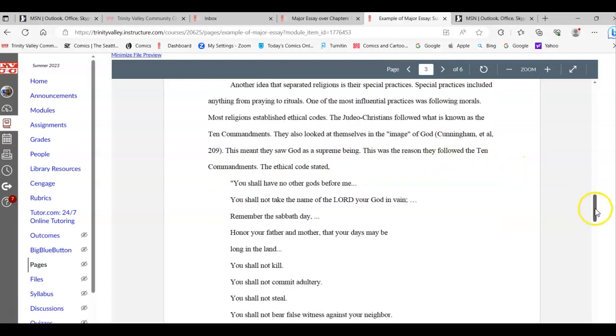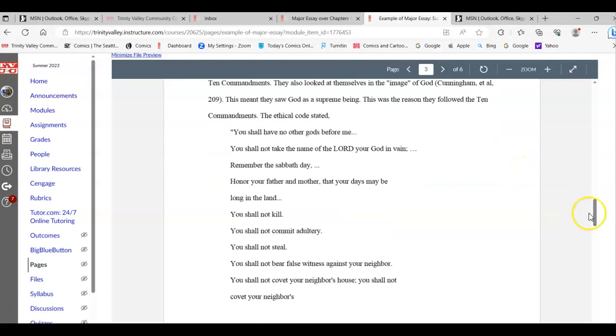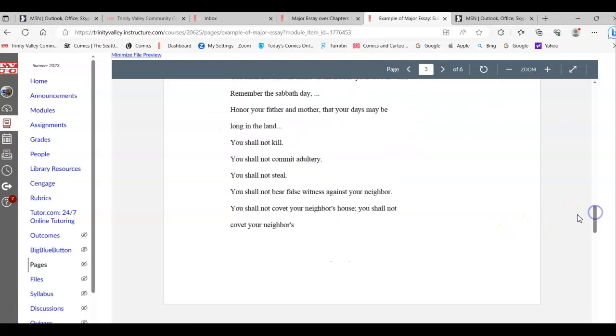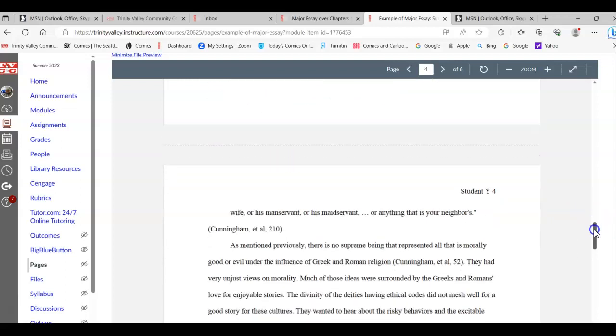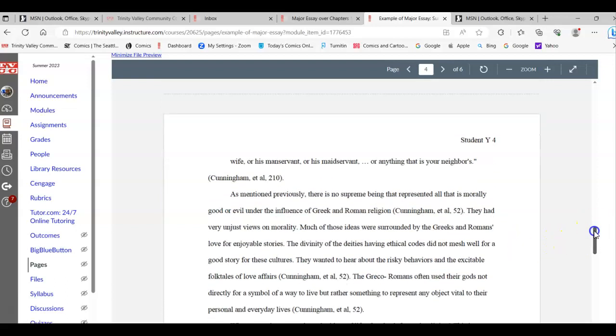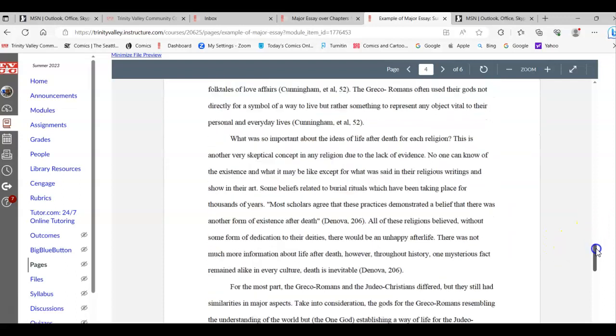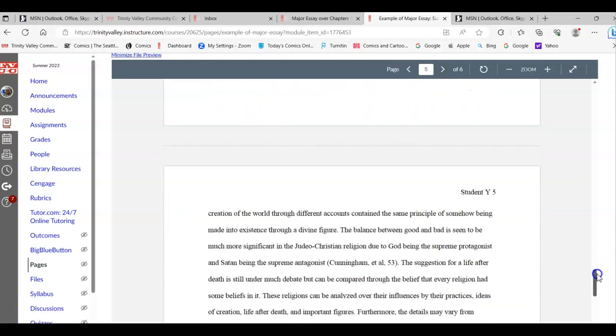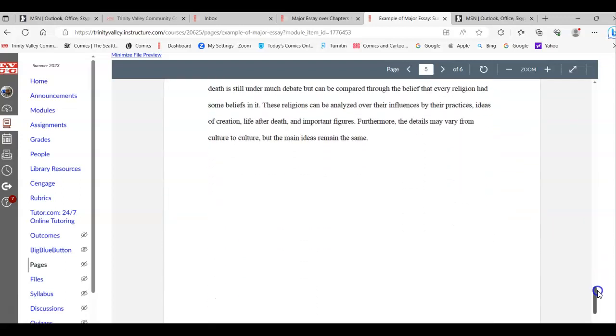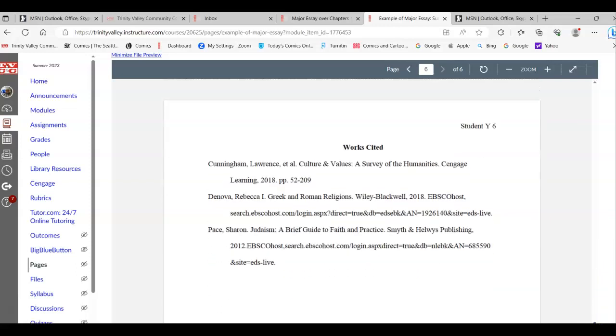Now, one aspect that this one did that was not necessary, when it quoted the 10 Commandments, it puts quotation marks. When you block lengthy quoted works, you do not use quotation marks. The blocking serves to provide the indication that the material has been quoted. And again, some more details. You'll see how it's offered here. The length is appropriate. And then you have the works cited page.